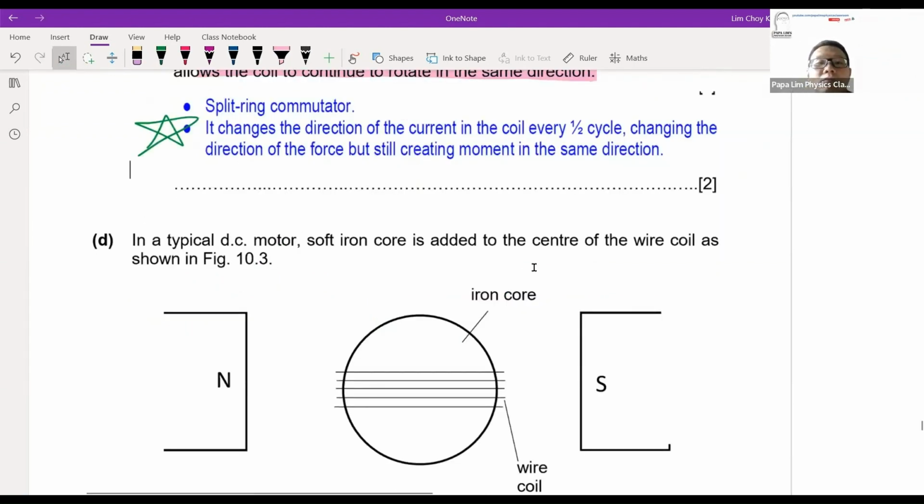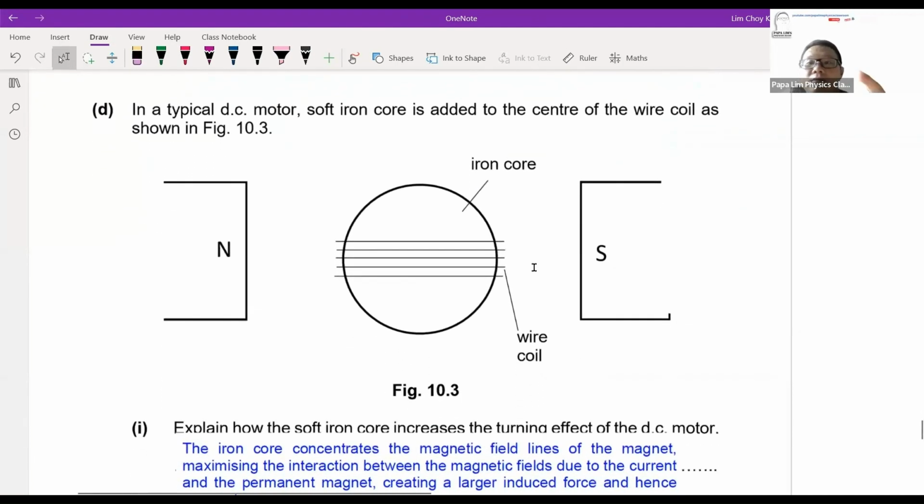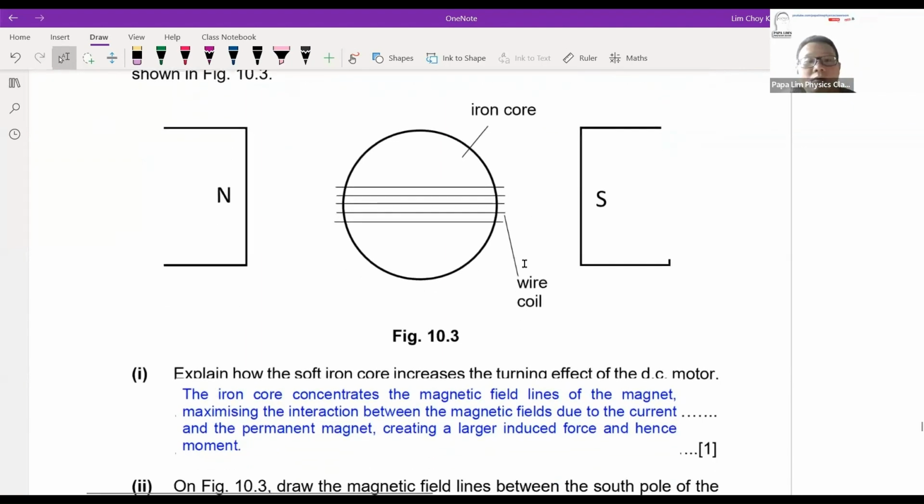Now, part D here, we deal with another component of your DC motor, which is your iron core. Other than the split ring commutator and the carbon brush, you have the third component listed here, which is your soft iron core. What is the purpose of using it in the DC motor? One of the primary reasons is to concentrate the field lines, to maximize the interactions, or to maximize the rate of change of magnetic field lines experienced, and thus create a larger induced force and a larger rotating moment. So that's the purpose of using a soft iron core.